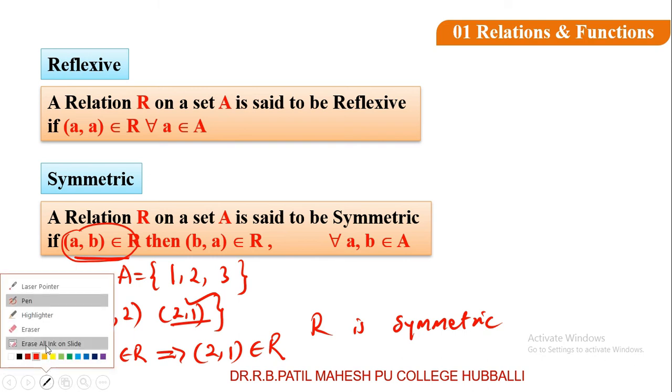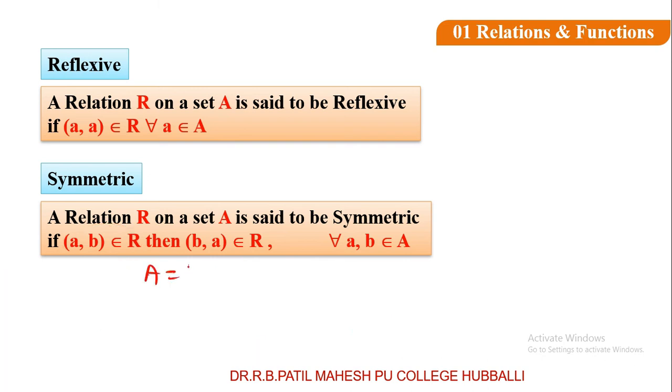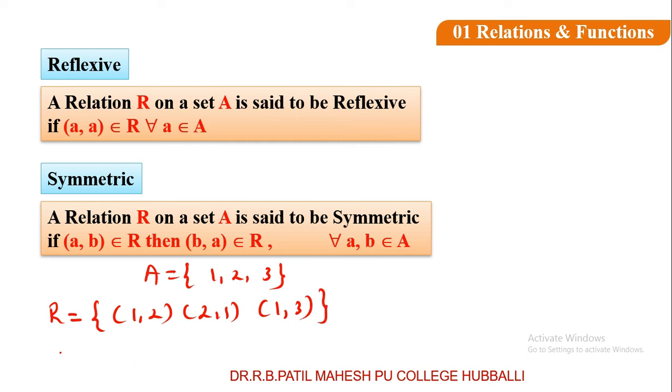One more example. Set A is equal to, again the same elements, I won't take different. R is a relation on the set A having the ordered pairs (1, 2), (2, 1), (1, 3). Dear students, see this. Is this relation symmetric or not? Whether it satisfies the definition of symmetric or not. As (1, 2) belongs to R, this implies (2, 1) also belongs to R. That you can see here, (1, 2) is there, (2, 1).